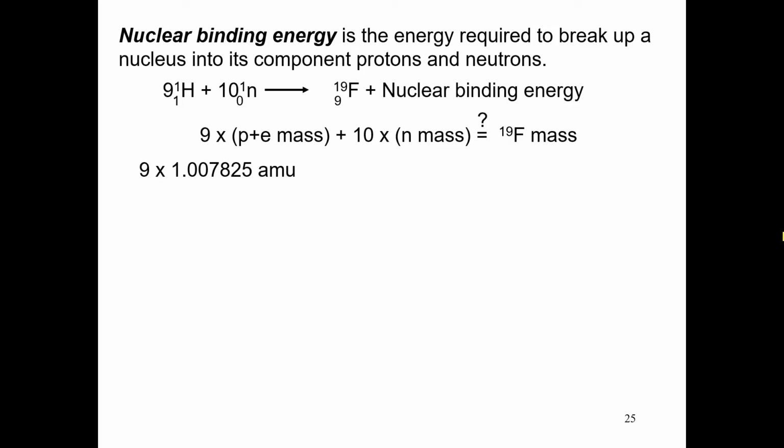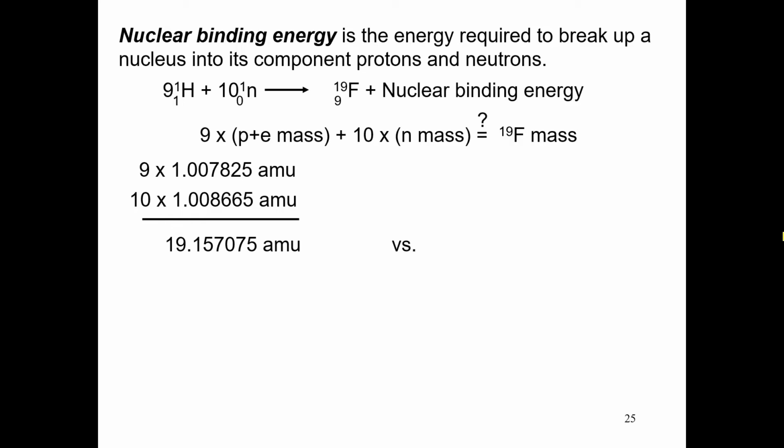Well, let's do the calculation. 9 atoms of hydrogen at 1.007825 AMUs. And, like I said, you can consider just the protons if you want. And then we're going to have 10 times the mass of a neutron, which is 1.008665, I'm sorry. And when I add that up, I get 19.157075 atomic mass units.